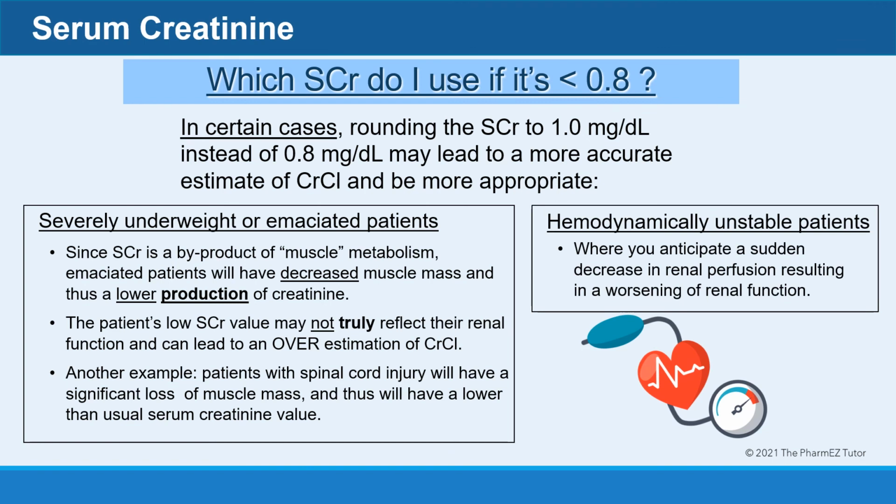Another example will be in hemodynamically unstable patients, where you anticipate a sudden decrease in renal perfusion resulting in a worsening of renal function. In these cases, you may want to use serum creatinine of 1 instead of 0.8 and round up to 1.